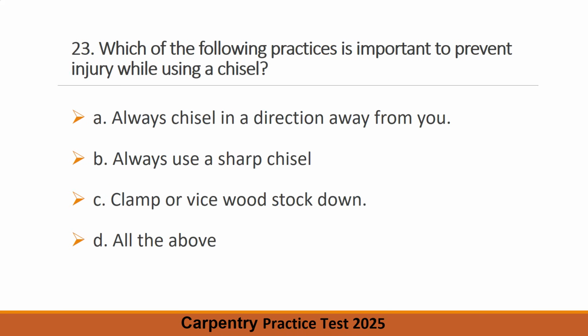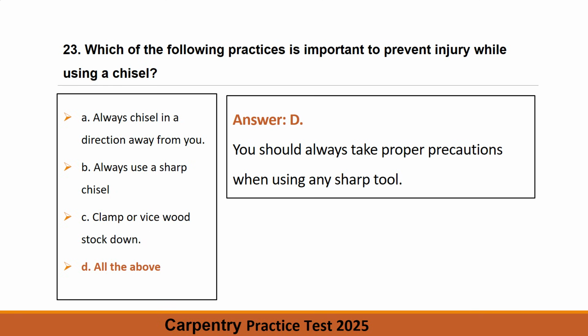23. Which of the following practices is important to prevent injury while using a chisel? A. Always chisel in a direction away from you. B. Always use a sharp chisel. C. Clamp or vise wood stock down. D. All the above. Answer: D. You should always take proper precautions when using any sharp tool.